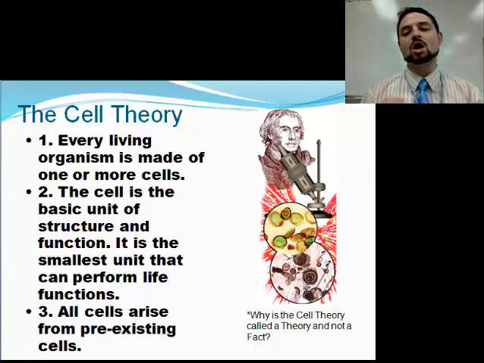The third is that all cells arise from pre-existing cells. So cells have to have a cell to make another cell. In other words, life doesn't just miraculously start over here on the side all by itself in the current situations that we have today. Now, it is called a theory because it's a working model. It's something that we're still understanding more of today.